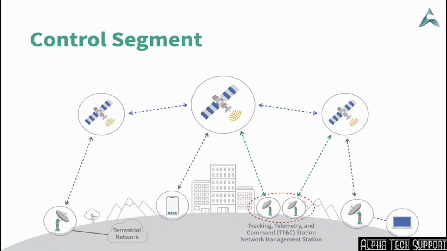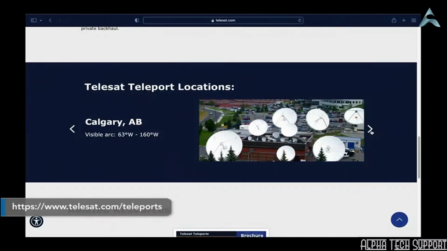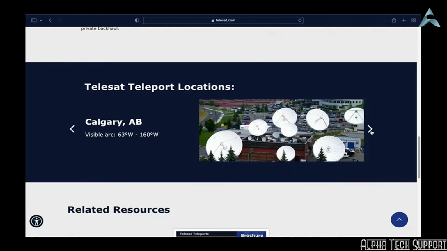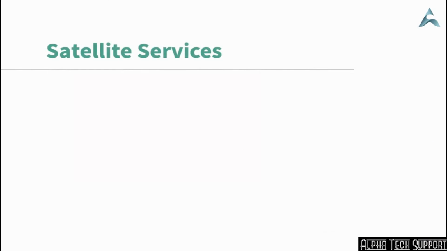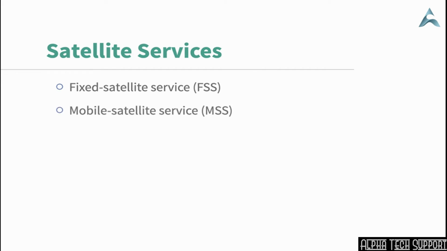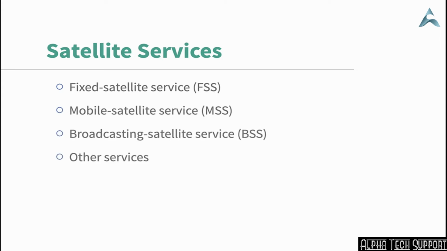The control segment usually consists of stations and facilities for tracking, telemetry, and command, and network management as well. An example facility of a TT&C station can be shown here. The main satellite services, as categorized by the International Telecommunication Union Radiocommunication Sector, called ITU-R, include fixed satellite service, FSS, mobile satellite service, MSS, and broadcasting satellite service, BSS, as well as other services.